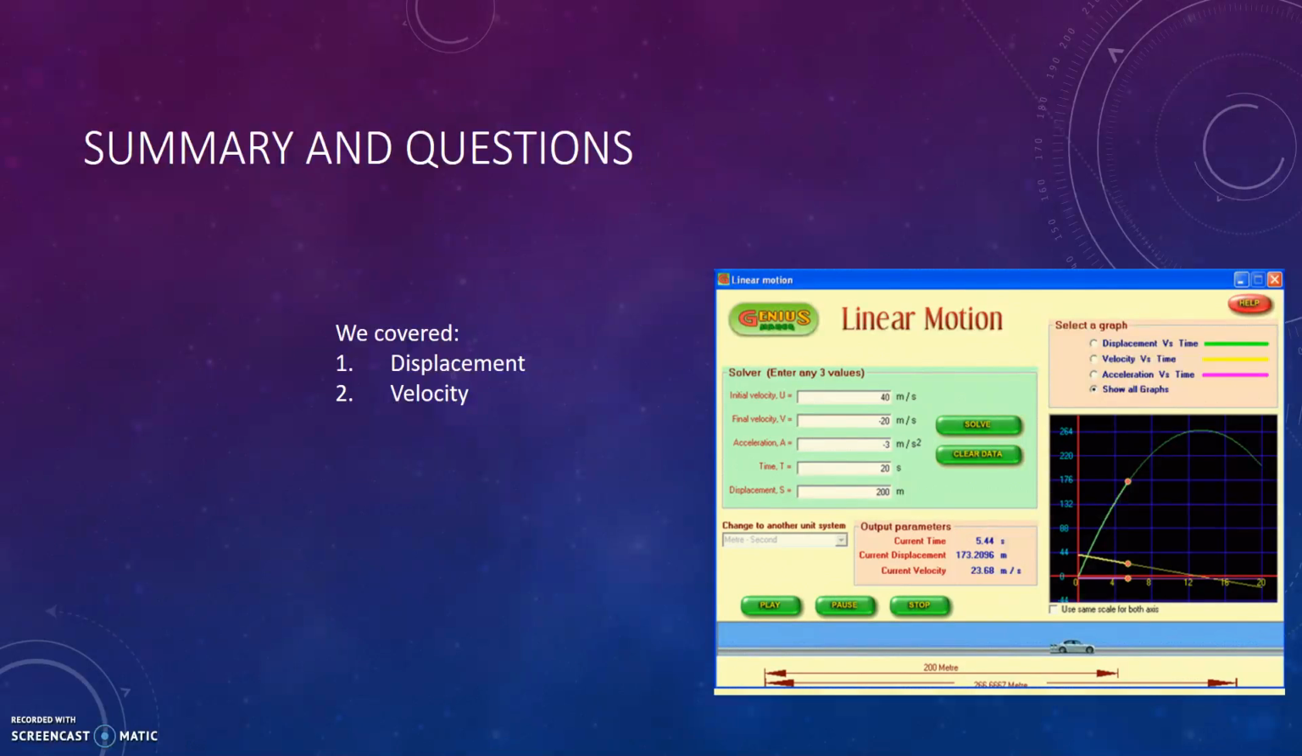Now we have gone over very important aspects of displacement and velocity. When done watching this video, please answer the questions I have provided below. And if you have any extra time before class, go on to this simulation I have attached and play around with it, messing around with our velocity and displacement aspects of the simulation.